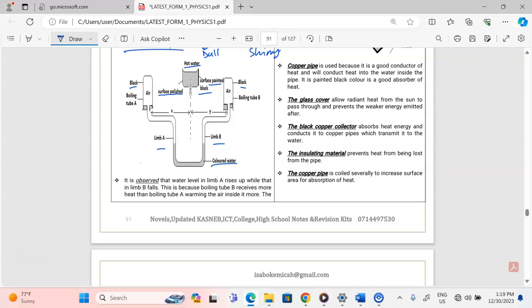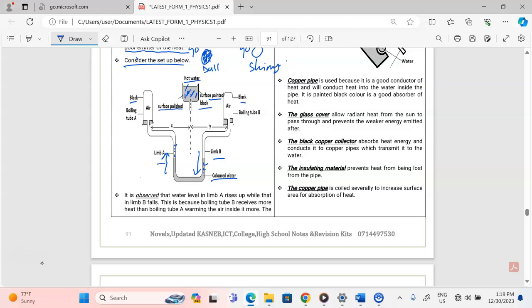What will happen is that the water in limb B is going to go downwards, while in limb A, the water level is going to rise. In case you are told in an exam to show the new levels, somewhere there, and this other one goes down to a new level there. Why is this happening?